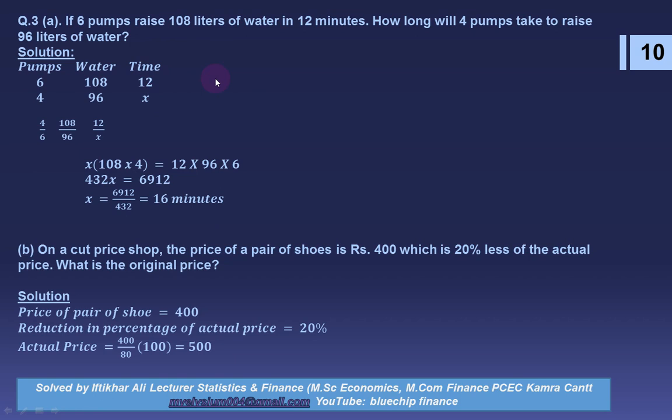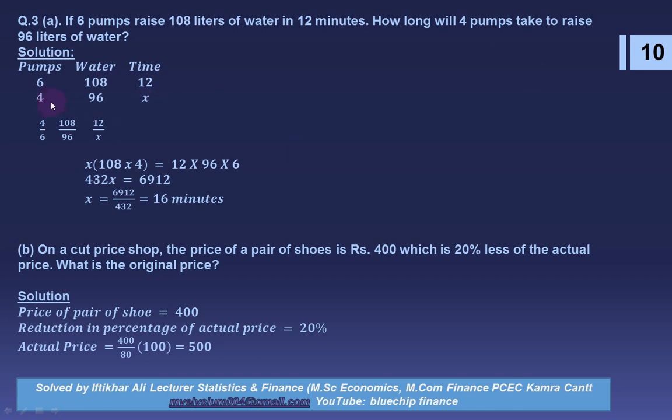I always recommend that in case of proportion, you take the variable that is missing to the extreme right. So time is missing, so we take this time to the extreme right, and the other two variables are taken to the left. So now put the data: 6 pumps, 108 liters in 12 minutes. How long? Time is missing, so we place x here.